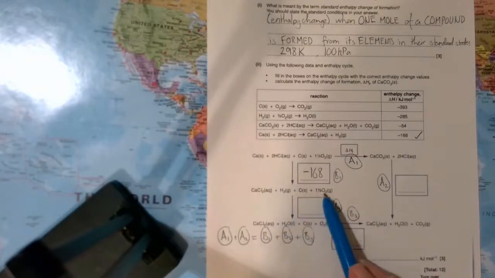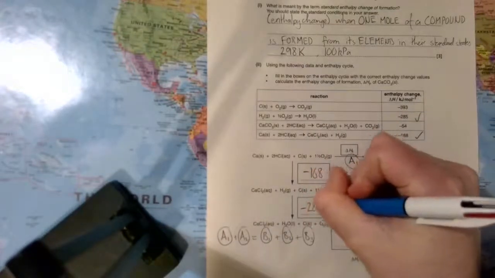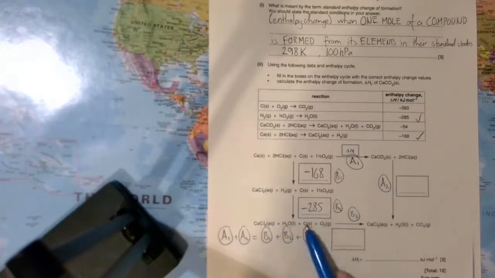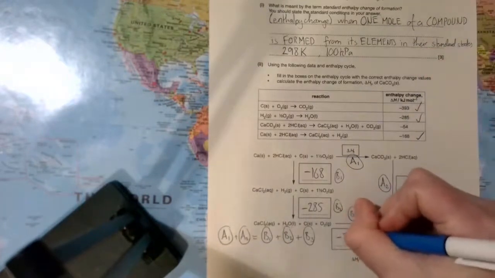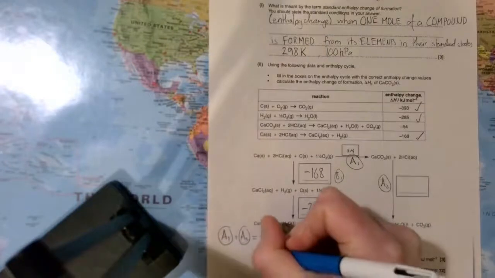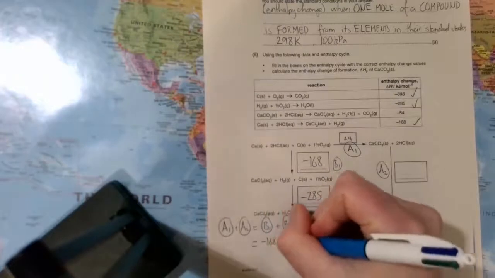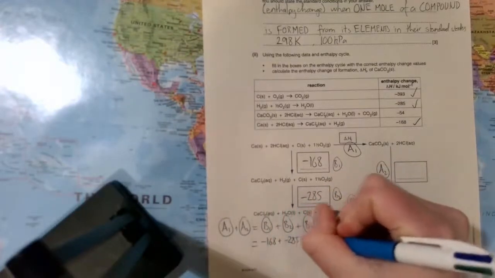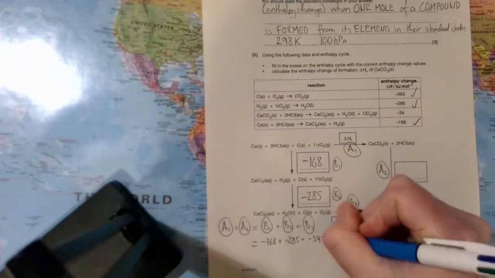Now, calcium chloride stays the same. Carbon stays the same, but it's hydrogen reacting with some oxygen to make H2O. Great, that's the second one down. -285. And then here, calcium chloride isn't changing, water isn't changing, but carbon and oxygen come together to form carbon dioxide. So we're going to put in -393. And in fact, we can put all of these down here. -168 plus -285 plus -393, and we know that all of those added together is -846.